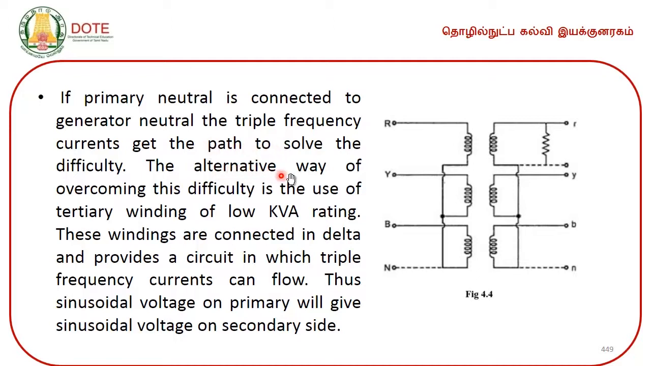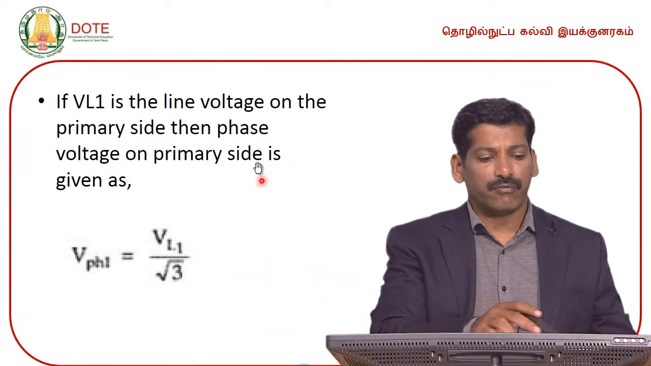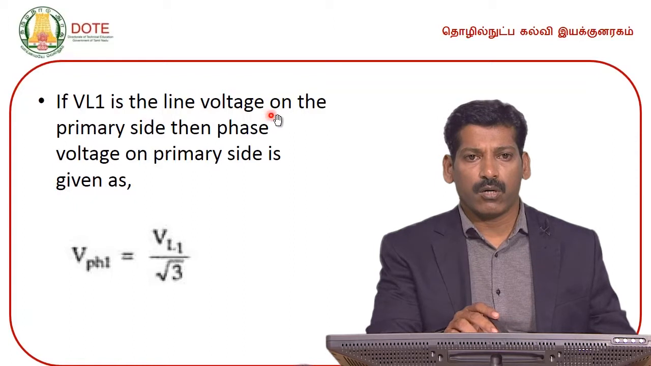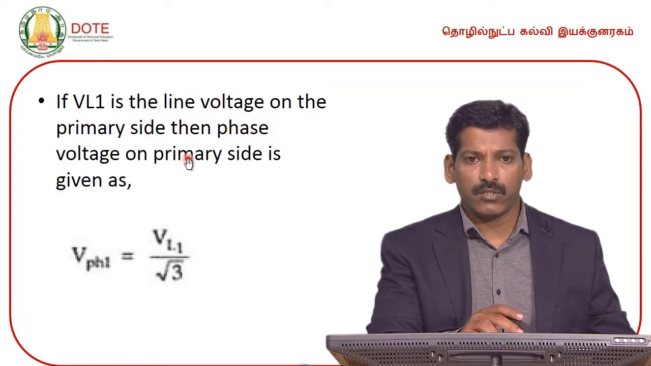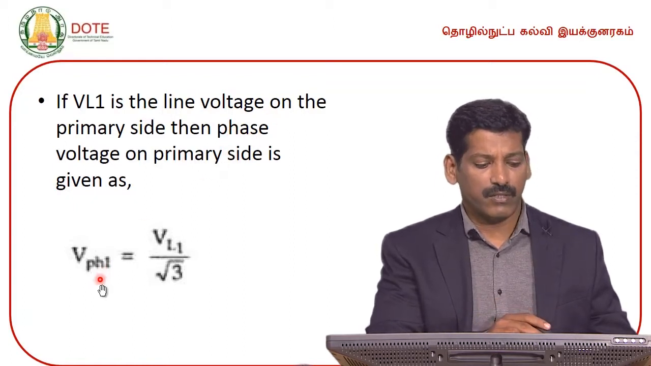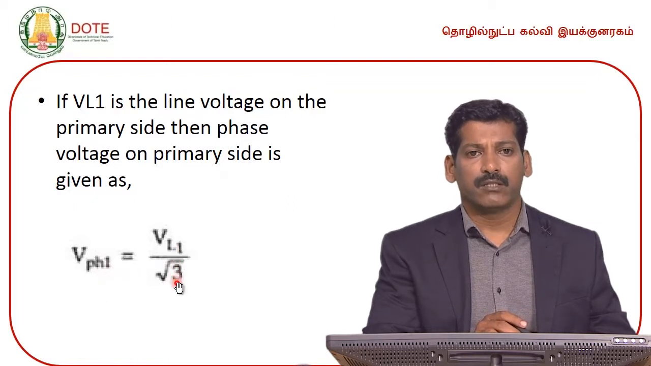The alternative way of overcoming this difficulty is the use of a tertiary winding of low kVA rating. These windings are connected in delta and provide a circuit in which triple frequency currents can flow. Thus, the sinusoidal voltage on the primary will give sinusoidal voltage on the secondary side. If VL1 is the line voltage on the primary side, then the phase voltage on the primary side is given as Vphase1 equals VL1 divided by root 3.